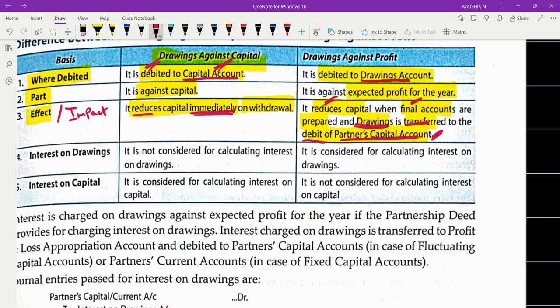Any doubt in understanding the point as well as your format? Okay. Now moving on to the fourth point.